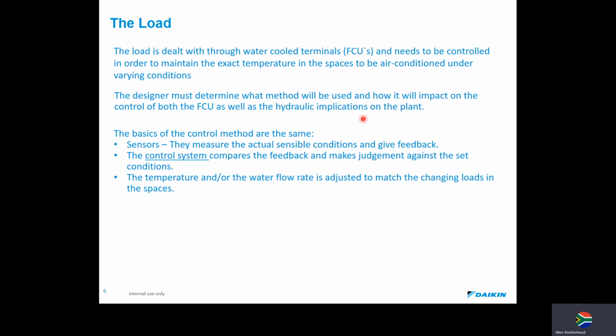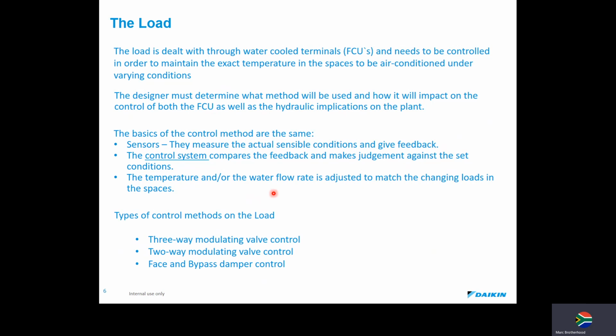The basic control methods are generally always the same. You have sensors. They measure the actual sensible conditions and give feedback. So they'll measure air temperature, water temperature, and give feedback. The control system, which is the brains, then compares the feedback and makes judgment against the set conditions. So those are your set points. The control system will make judgment and make the various changes. And then we have the temperature and or the water flow rate, which is to be adjusted to match the changing loads in the spaces.